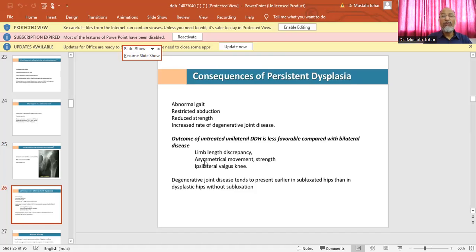So number one, the abnormal gait. Then you have got restricted abduction. Then you have got reduced strength. Then you have got increased rate of degenerative joint disease. And the outcome of the untreated unilateral DDH is less favorable compared to bilateral disease. Limb length discrepancy occurs, asymmetrical movement and strength occurs, and the ipsilateral valgus knee also develops. The degenerative joint disease tends to present earlier in subluxated hips than in the dysplastic hips without subluxation.